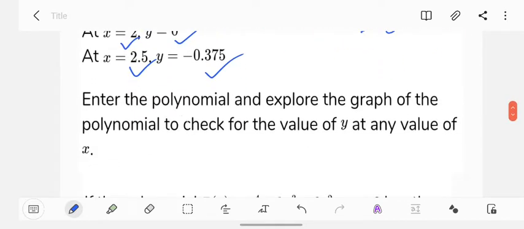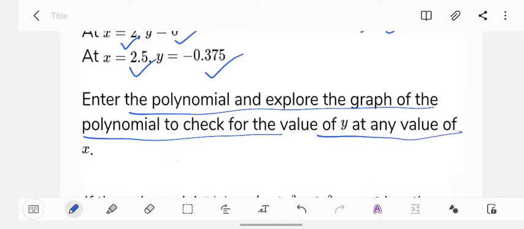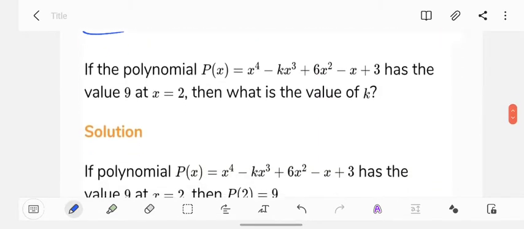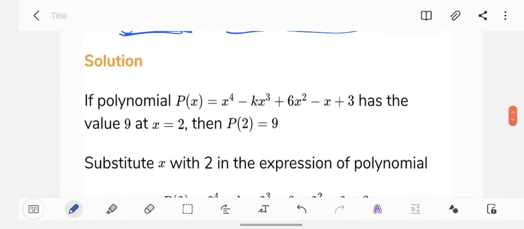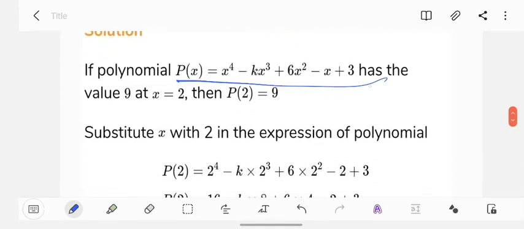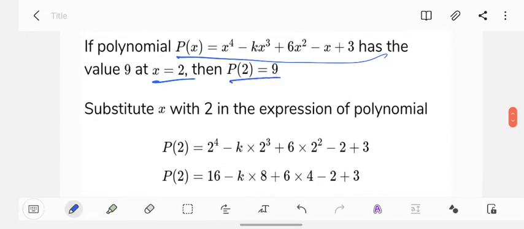Enter the polynomial and explore the graph of the polynomial to check the value of y at any value of x. Here is a question for you. If the polynomial p(x) equals x to the power 4 minus kx cubed plus 6x squared minus x plus 3 has the value 9 at x equals 2, then find the value of k. So the value at x equals 2 is p(2) equals 9.